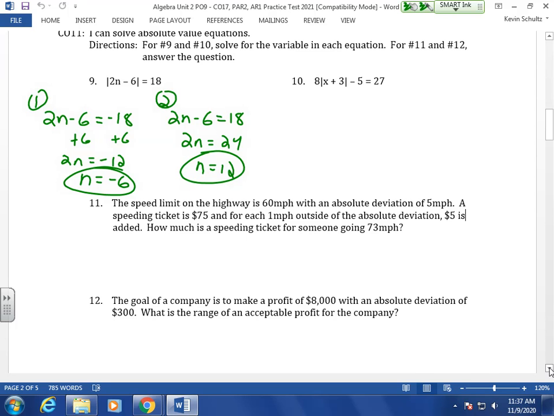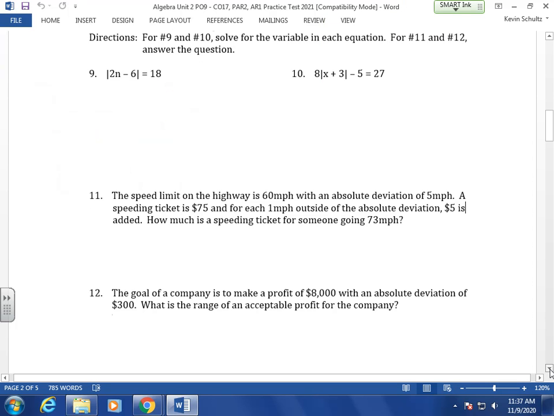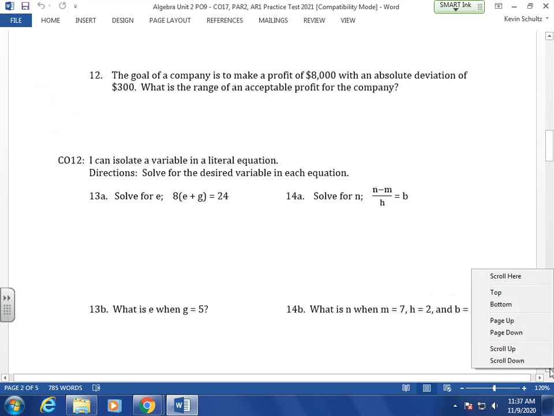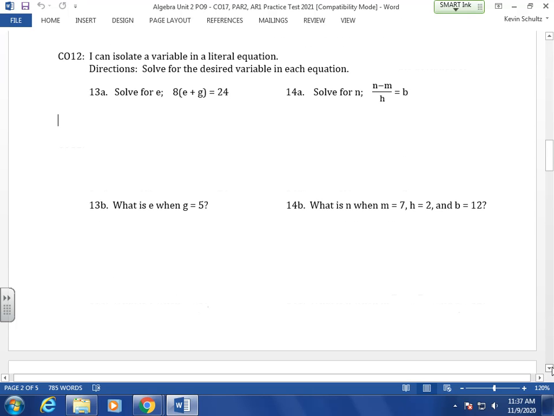All right, CO12. Anything here with isolating a variable? Yeah, Audrey. So for number 13A, why would you like this? Good question. When we first talked about the distributive property back in PO10, I said that there are other ways to get rid of parentheses, but that particular day we were learning that particular property, which is why we used it.